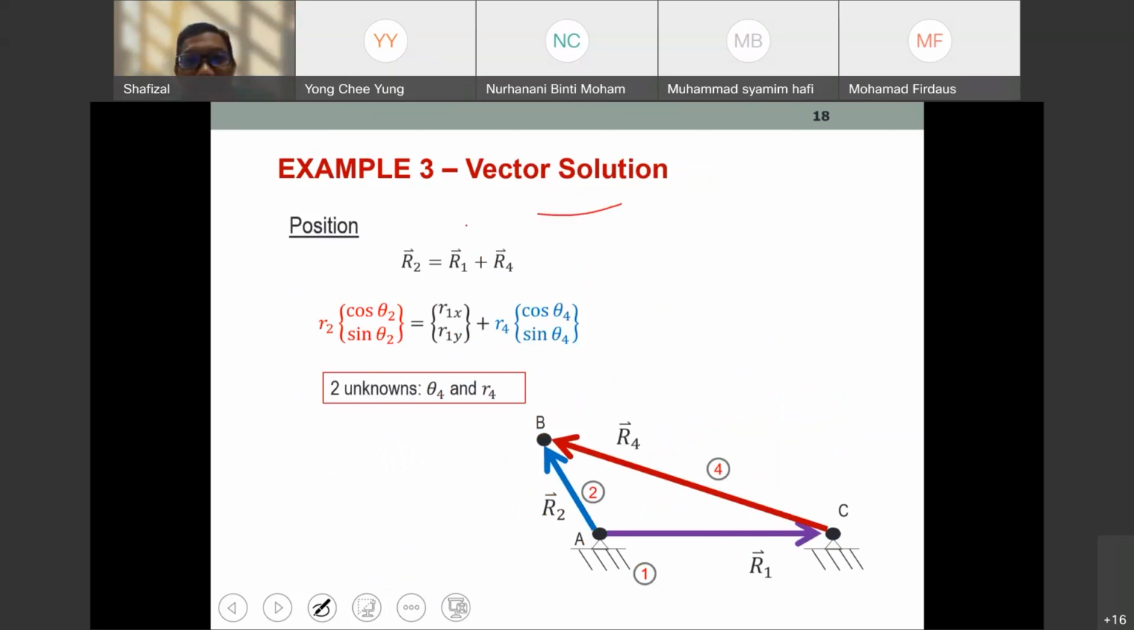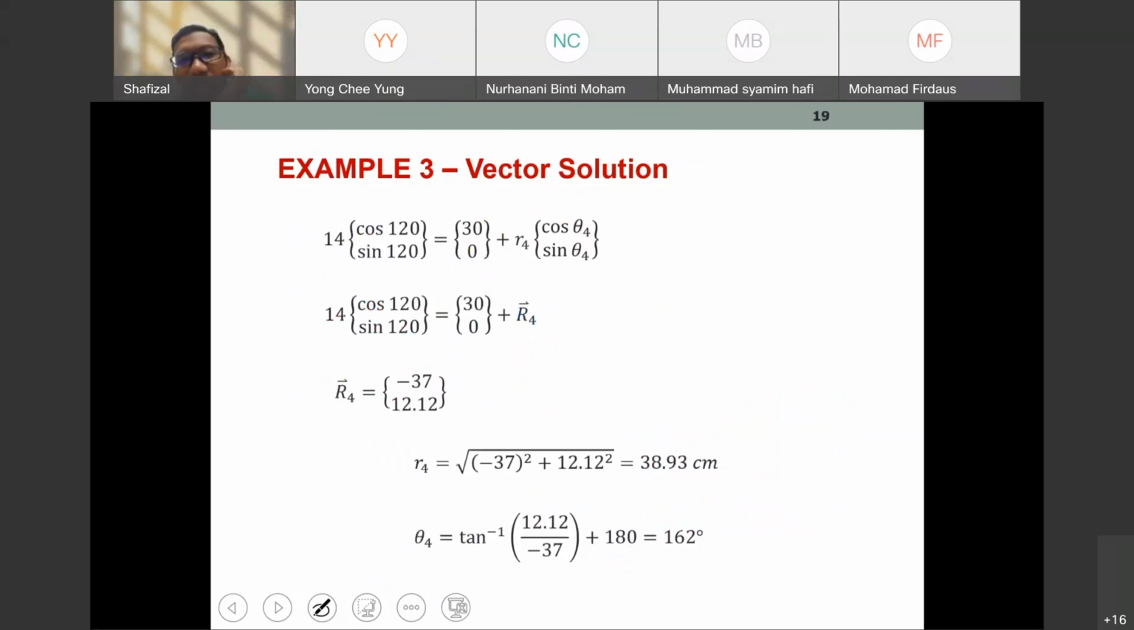Okay, this is vector solution. Kalau vector solution ni, as I said, I'm not very good at this one, but you can try. You can look at this at home, and you can also discuss with your friends to find the answer. And the answer should be similar to the other methods. All right.